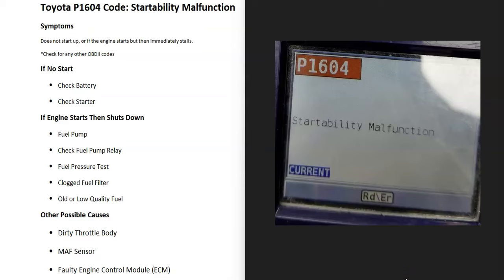So today I'm talking about a Toyota with the P1604 code, what it is and how you go about fixing it. And so what is a Toyota P1604 code? Well, it's a startability malfunction. And what does this mean? Well, basically the engine's having problems running.